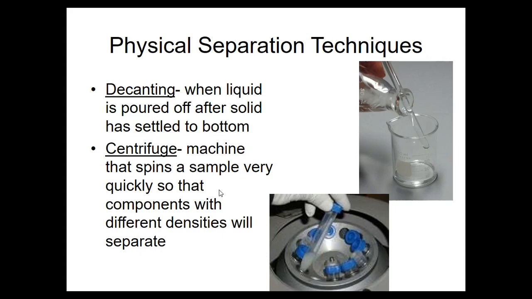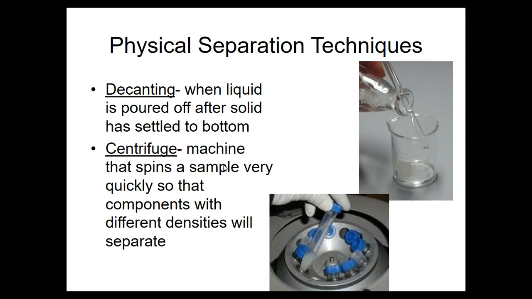The next one you're probably not so familiar with is decanting. This is where you might have two liquids that are separated, like oil and water, and you would pour off one of the liquids to leave the other liquid behind. Or you might have some sand and water. Obviously, sand does not dissolve in water, but again, you could pour off the water and leave the sand behind. So that's how that works.